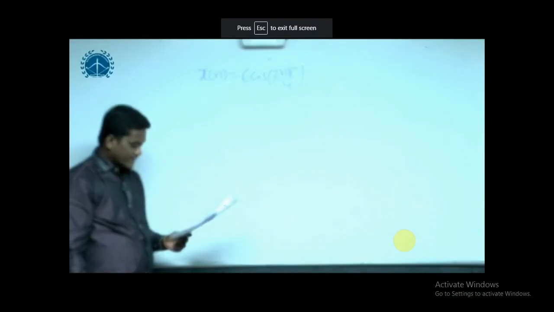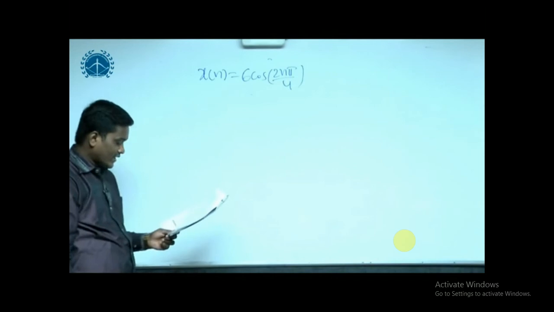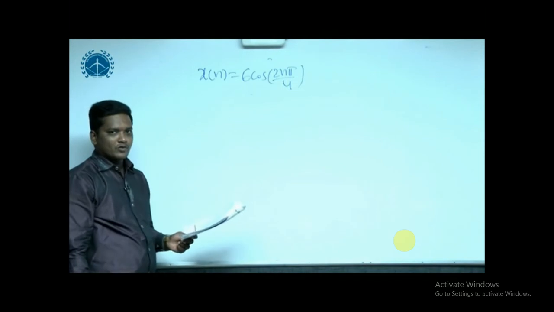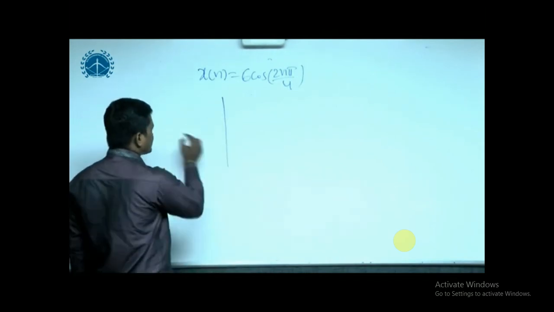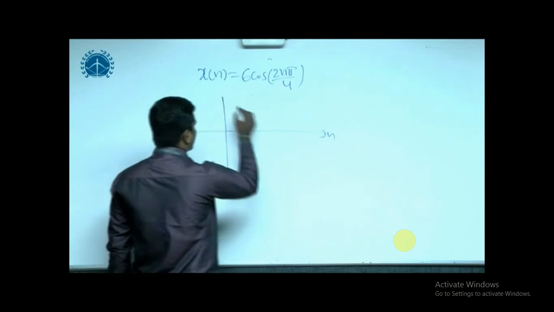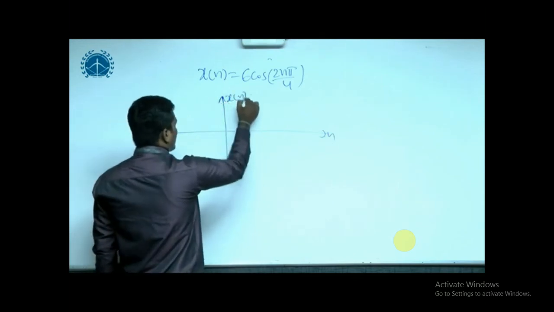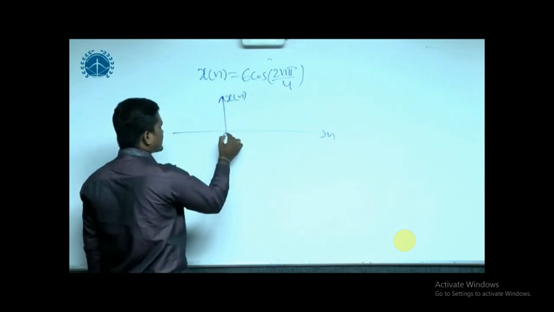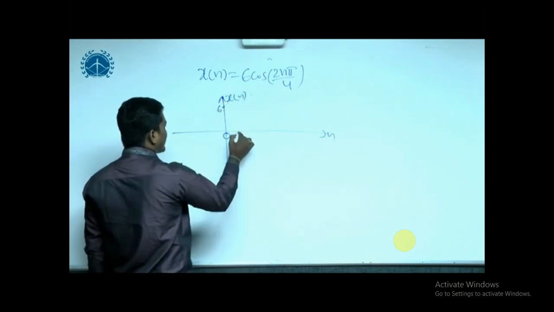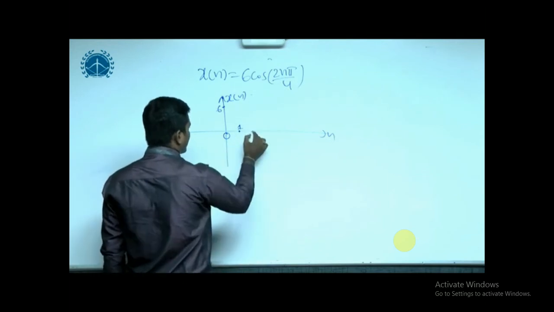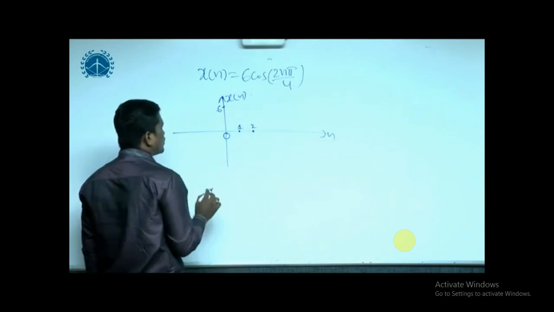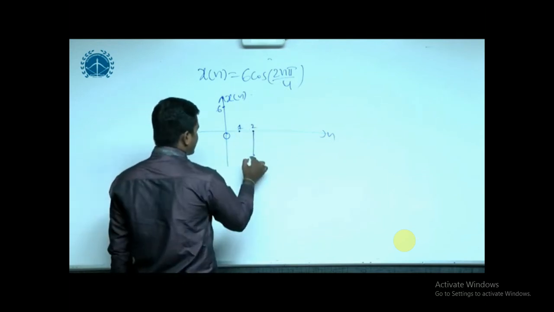The question is, the sequence x of n is given as that one, and what is the average power of the above signal? Okay, first let us try to draw this signal. So x of n, if I substitute n equals 0, I am going to get 6. If I substitute n equal to 1, so pi by 2, 0. If I substitute n equals 2, so cos pi is minus 1, this is minus 6.